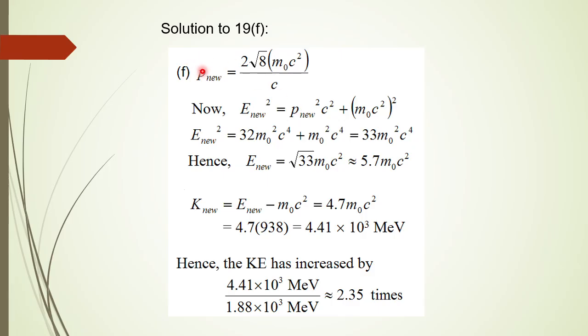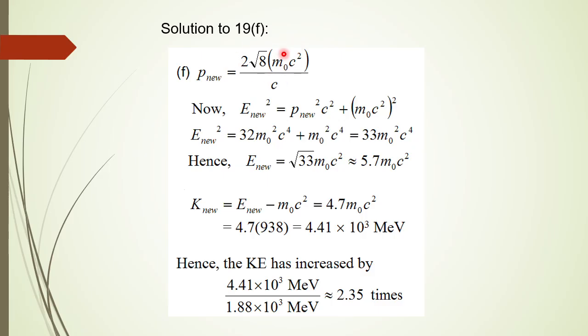Now, the equation for relativistic energy and momentum is not so simple, right? Because you have E squared equals p squared c squared plus m squared c to the fourth, right? So we have this expression for the new momentum, 2 square root 8 m naught c squared over c.